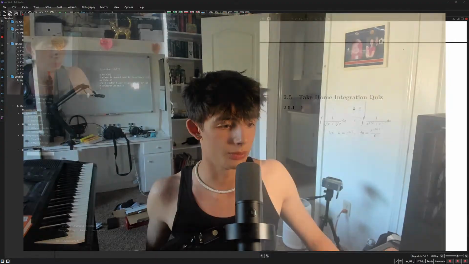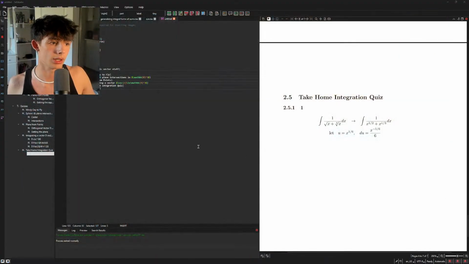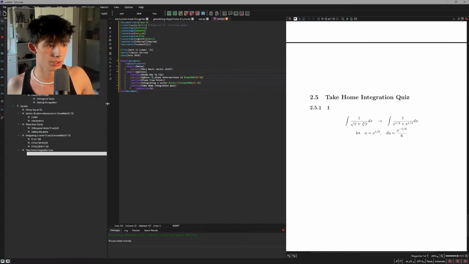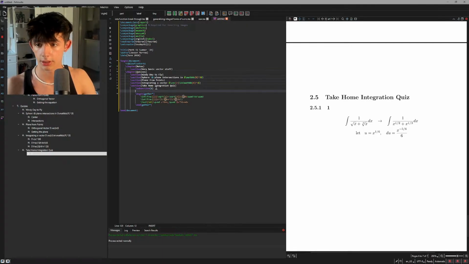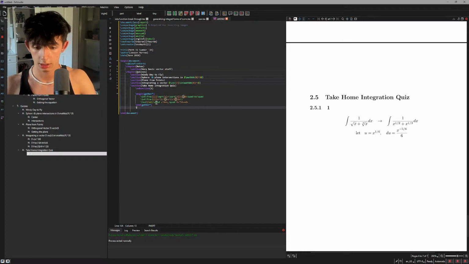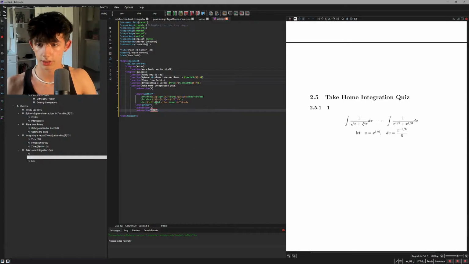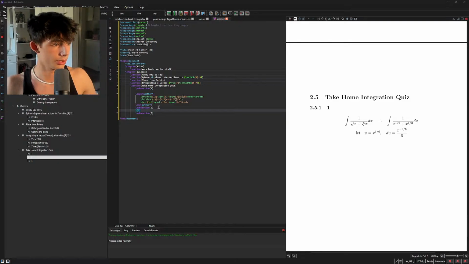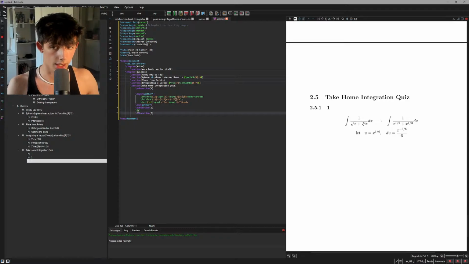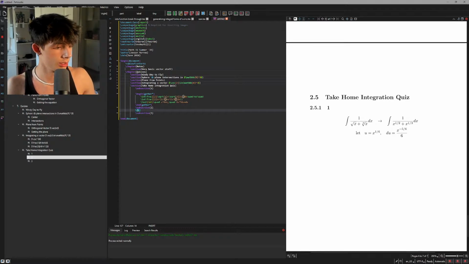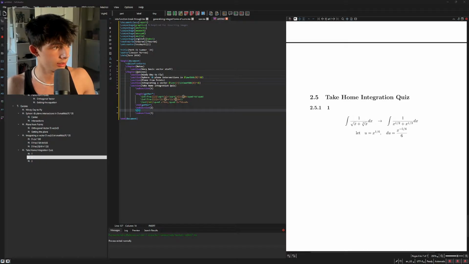So for the take home quiz, we were given three integrals. Let me move this over so y'all can see it. We were given three integrals. Let me actually make them subsection 2 and then subsection 3. So the first one is already up on the screen. I started solving it, and then I decided that I wanted to live stream it, I guess. So that's the first one.